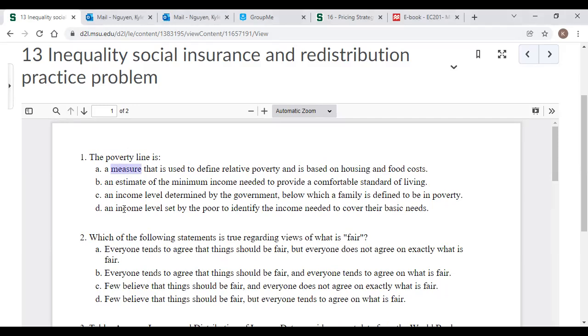It's simply like, let's say you make 17,000. If you're above that, you're not in poverty. If you're below that, then you are in poverty. It's not a measure. It's an income level. That should be the dead giveaway for you. Income level or measure. It's these small little words that can make a huge difference.